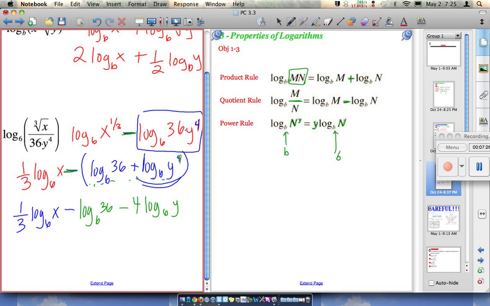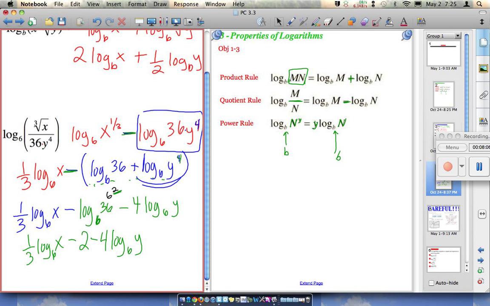Now I have expanded, however I can simplify a little, so I always want to do that. So it looks like I'll have 1/3 log base 6 of x. And since 36 is the same as 6 squared, that tells me log base 6 of 36 is 2, because 6 to the second power equals 36. So this is minus 2. That's what that value is. Minus 4 log base 6 of y. And I've expanded and simplified a bit. So that's an equivalent expression to my original.